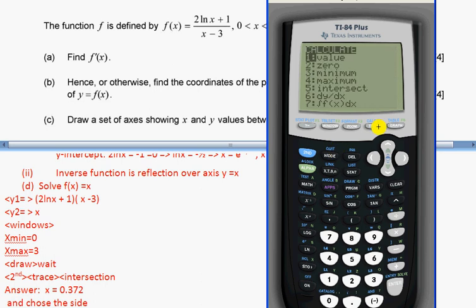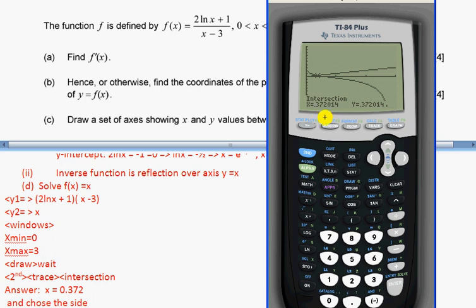Thinking. And this is the answer, 0.372. Right, so this condition is true from 0 to 0.372. Right, very good.